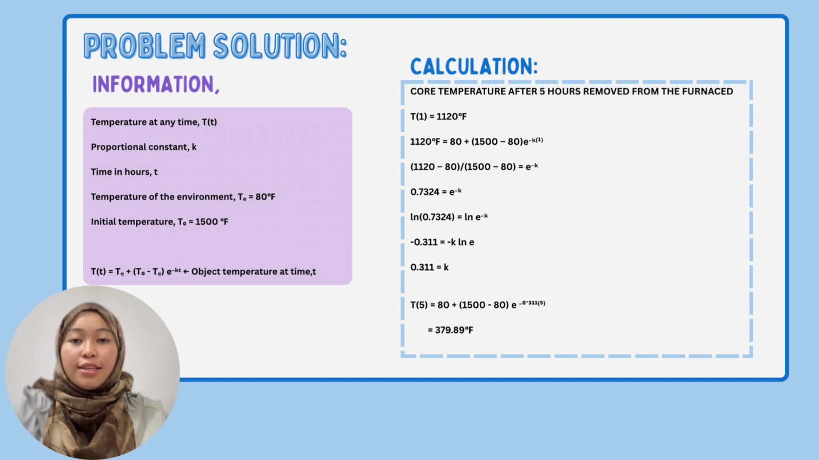Jadi kedua-dua belah ini kita akan darabkan dengan ln. ln 0.7324 akan menghasilkan negatif 0.311 sama dengan negatif K ln E. Maksudnya 0.311 sama dengan K. Okey, selepas dapat K, kita akan masukkan 5 ke dalam T sebab dia minta 5 jam kan. Okey, jadi T5 sama dengan 80 tambah dalam kurungan 1500 tolak 80 tutup kurungan E kuasa negatif 0.311 darab 5 yang mana menghasilkan 379.89 darjah Fahrenheit.